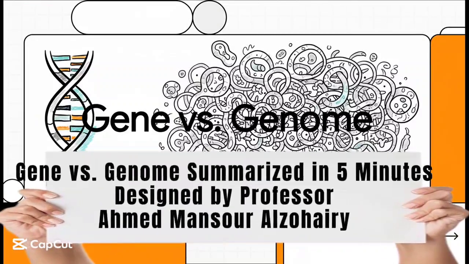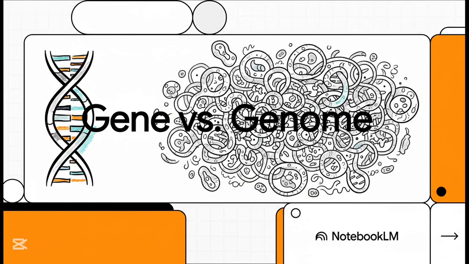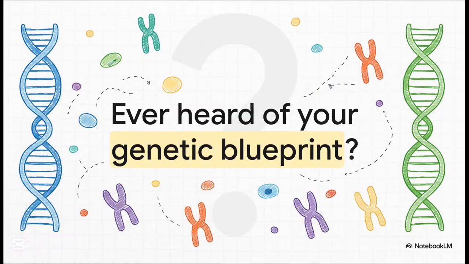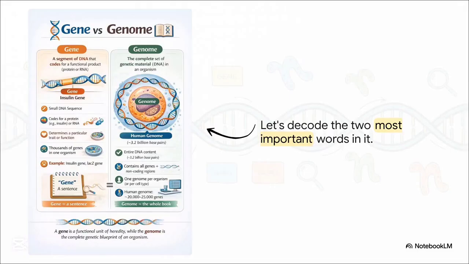Hey everyone, and welcome. Today, we're going to unpack something that's absolutely fundamental to biology, the difference between a gene and a genome. So, let's just dive right in. I'm sure you've heard that phrase before, right? Genetic blueprint. It's this idea of a master plan that makes you who you are. But what is that plan actually made of? What are the components? Well, it really all boils down to two key words, gene and genome.